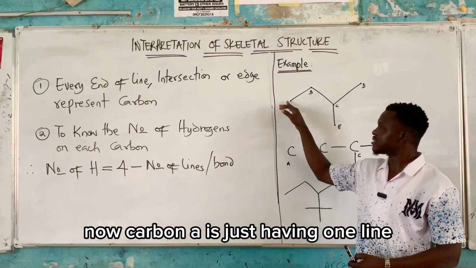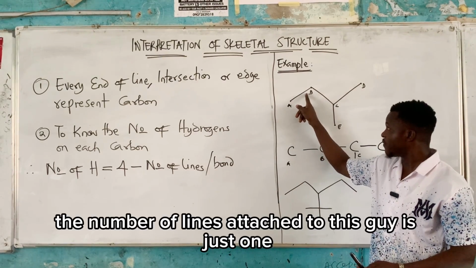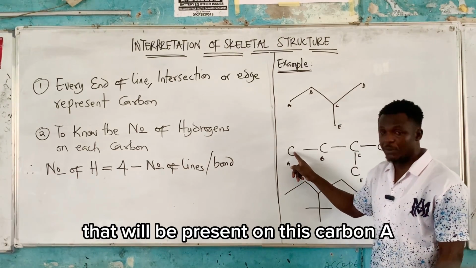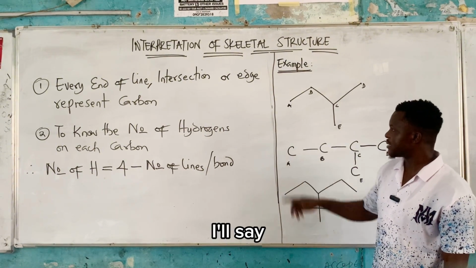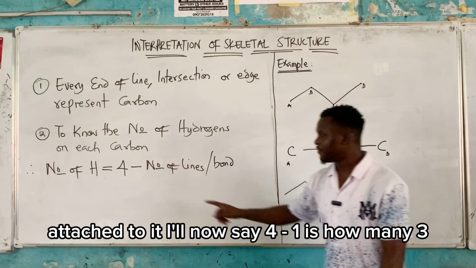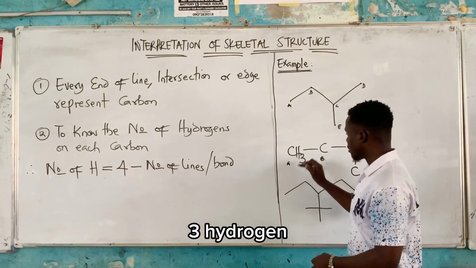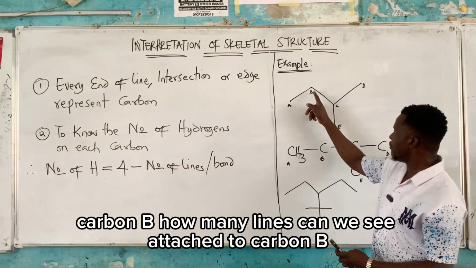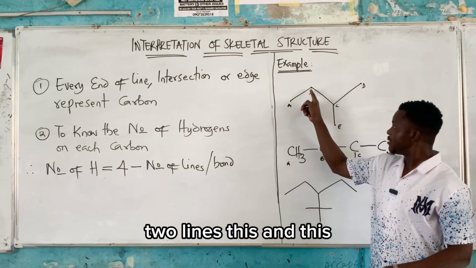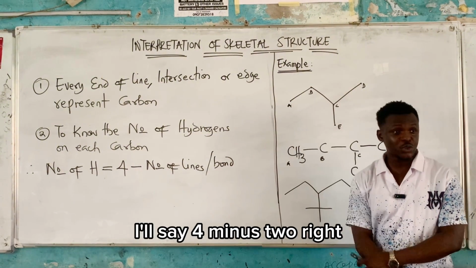Now, carbon A is just having 1 line. This spot is carbon. Now, the number of lines attached to this guy is just 1. So for me to know the number of hydrogens that will be present on this carbon A, I'll say, since this carbon A can be seen to have just 1 line attached to it, I'll now say 4 minus 1 is how many? 3. So this guy will have how many hydrogens? 3 hydrogens. Carbon B, how many lines can we see is attached to carbon B? 2 lines. This and this also. So for me to know the number of hydrogens here, I'll say 4 minus 2, right?